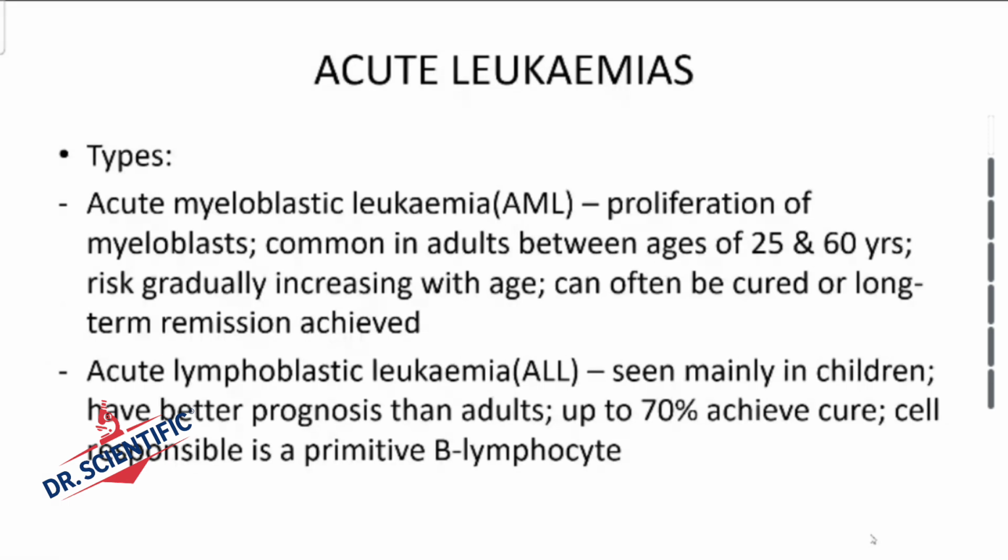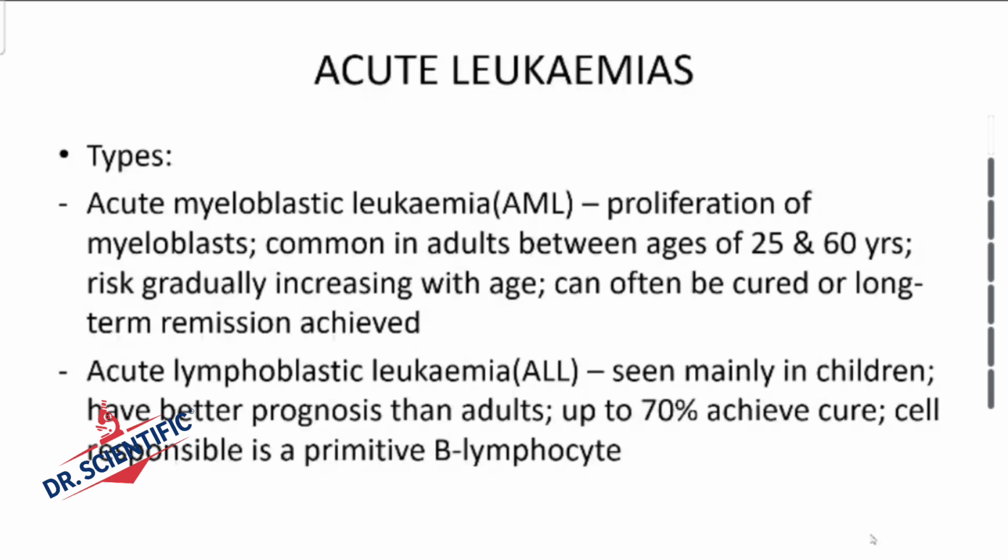If you go back to look at the stem cells and how they differentiate, I think we already talked about that diagram. So go back and look at it, so you can see where the myeloblasts will be. Myeloblasts are the ones that increase in number. It is common in adults between the ages of 25 and 60 years, and the risk tends to increase with age. This one can often be cured, or you can have long-term remission achieved. So it can be suppressed for a long time, but they can also be cured.